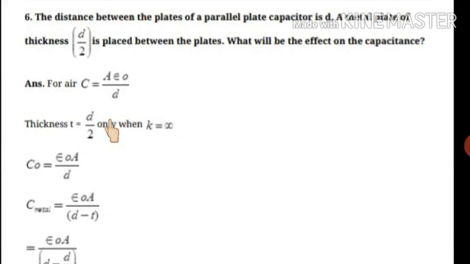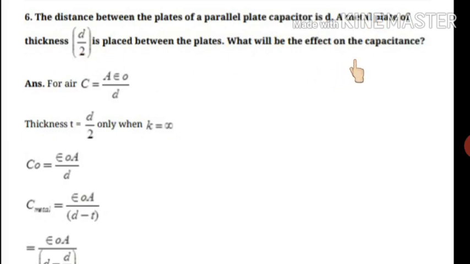Next question is, the distance between the plates of a parallel plate capacitor is D. A metal plate of thickness D by 2 is placed between the plates. What will be the effect on the capacitance? Actually, they are talking about a parallel plate capacitor, and between the plates they have placed a conductor whose thickness is T, and T is D by 2. So what will be the effect on the capacitance?